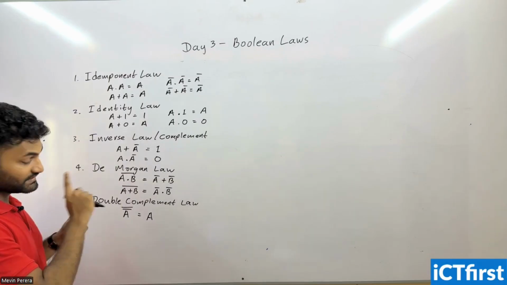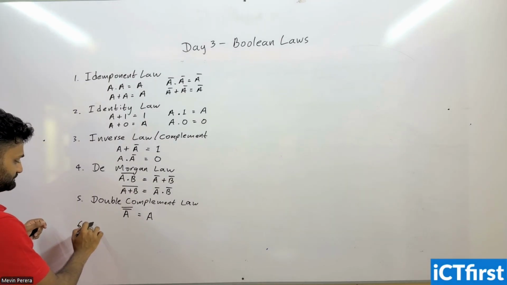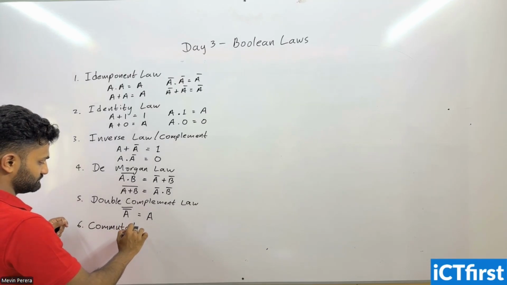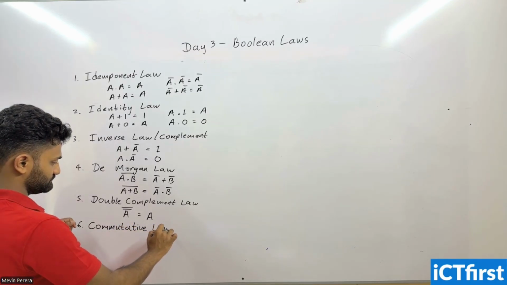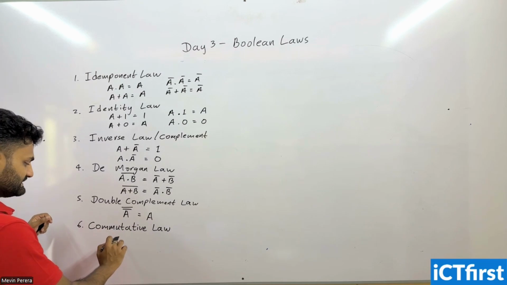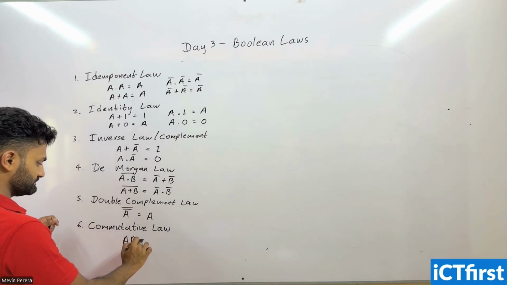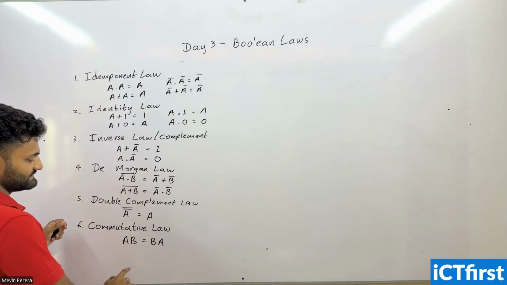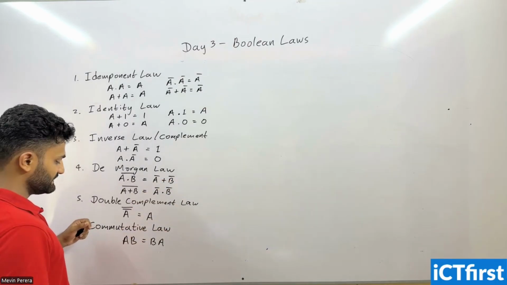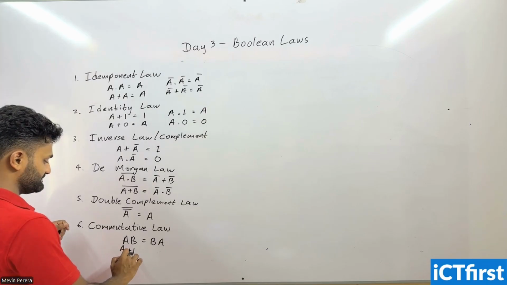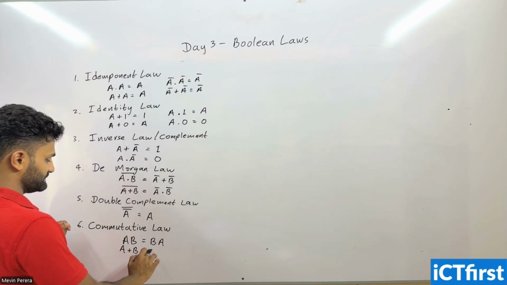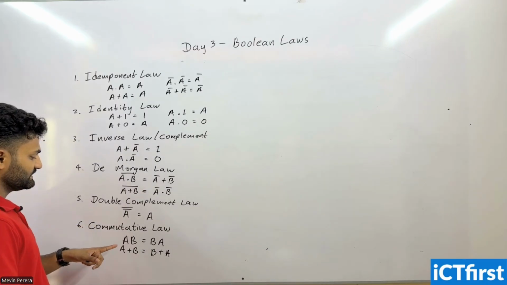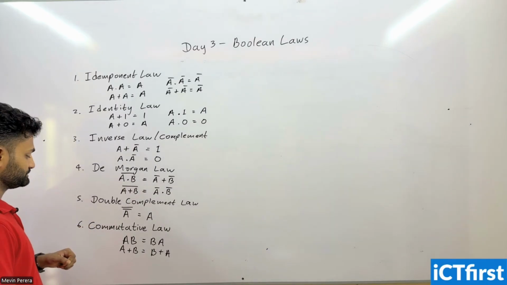Okay, then we have the commutative law. What it says is AB is equal to BA. A multiplied by B is equal to the same thing, B multiplied by A. Then A plus B is also equal to B plus A. So this is the commutative law.